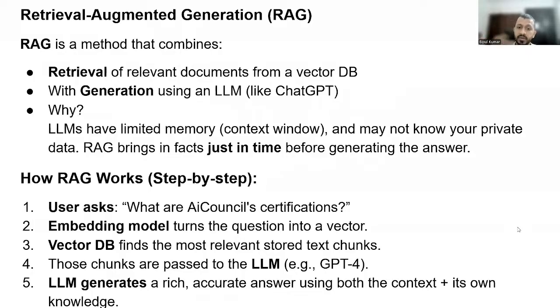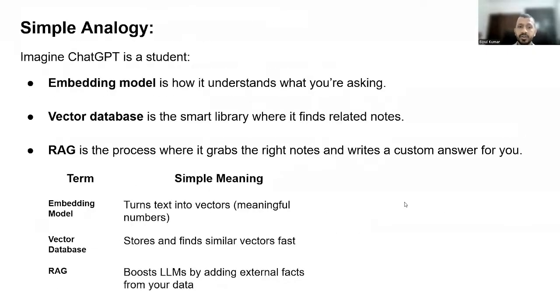Then the vector database finds the most relevant stored text chunks, and those text chunks are given to the LLM. The process in between will be done by function calling, and RAG technology will help us in retrieving the information. All right. Next, just summarizing: the embedding model turns the text into vectors. The vector database stores and finds similar vectors fast, and RAG boosts the LLM by adding external facts from your data.